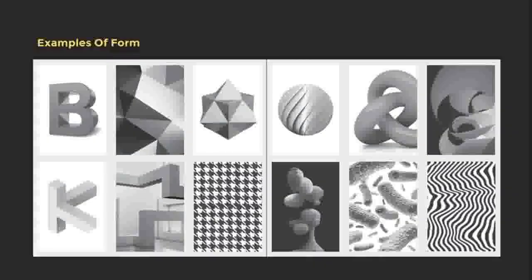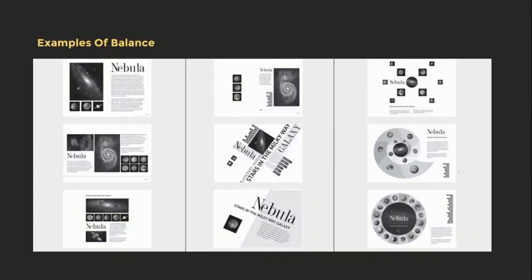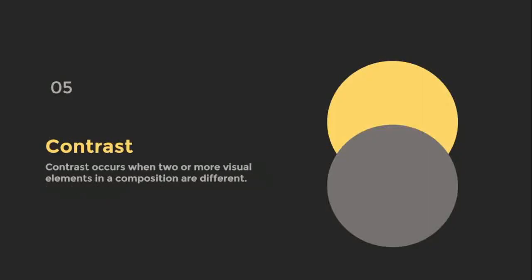Up next is contrast. Contrast occurs when two or more visual elements in a composition are different. You could see the example here: the color range is different, and that's what contrast really means. Contrast enhances readability, and it helps the reader's eyes. Do you understand? So that's contrast basically.